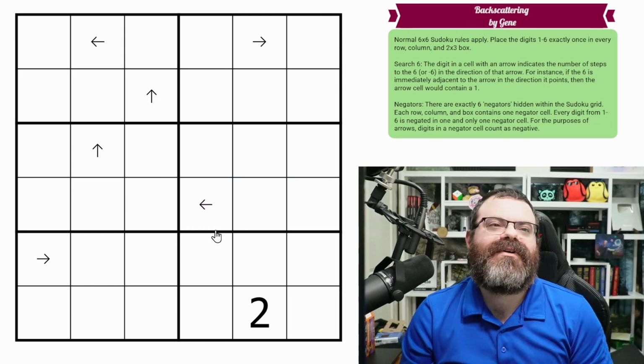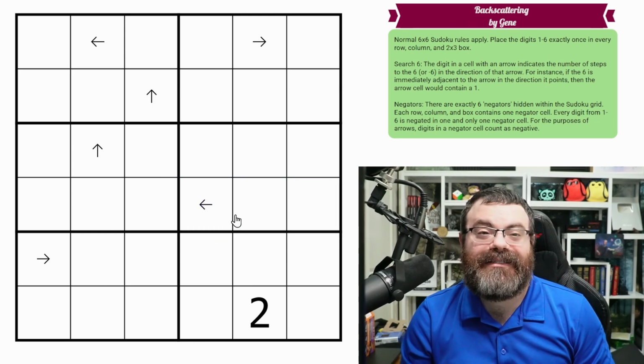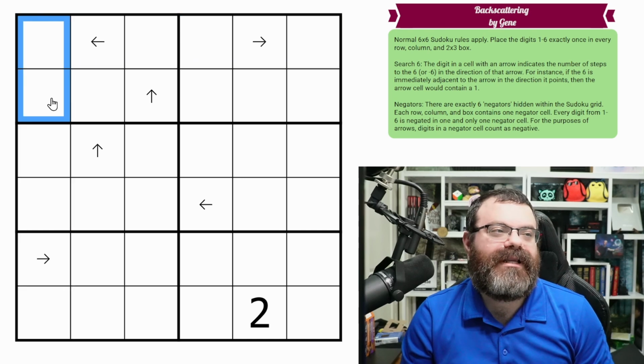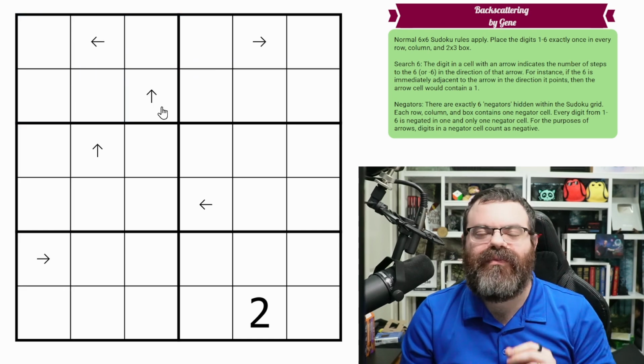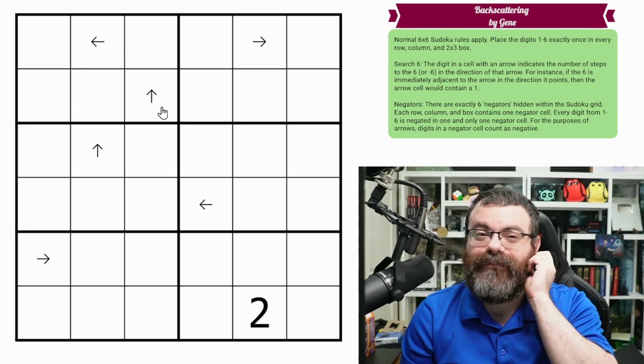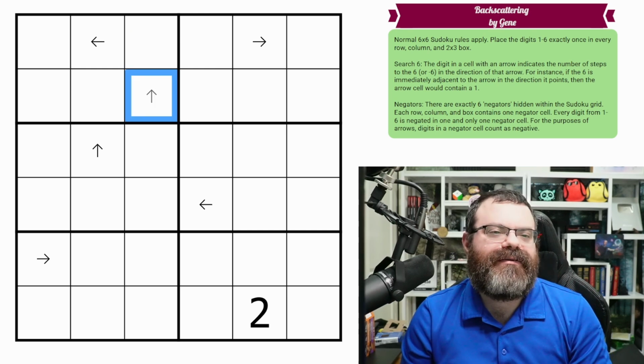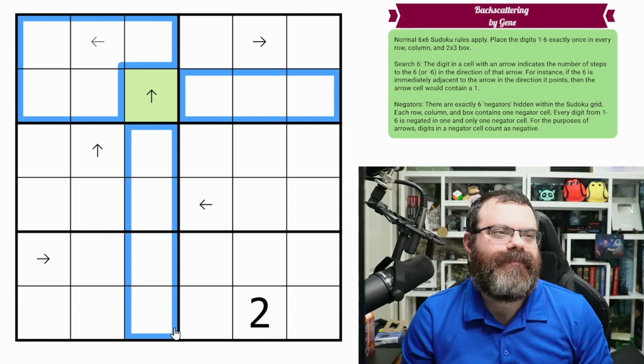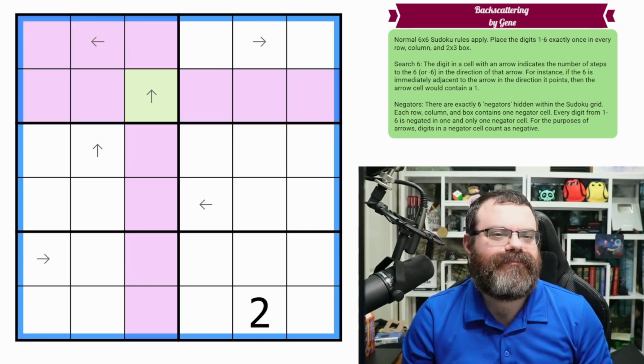All right, now how do we find the negators? Well, there's exactly 6 of them hidden within the Sudoku grid. Every row, every column, and every box has exactly one and only one negator cell. So if I put a negator cell here, I can't put another one in its box, in its row, or in its column. So none of these would be negator cells. And I'm going to use purple to represent that in my solve.